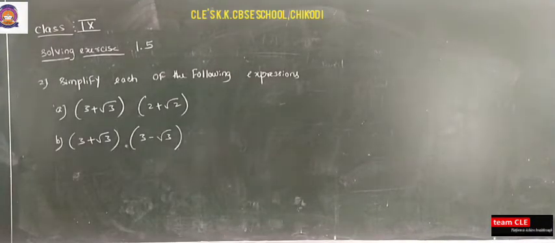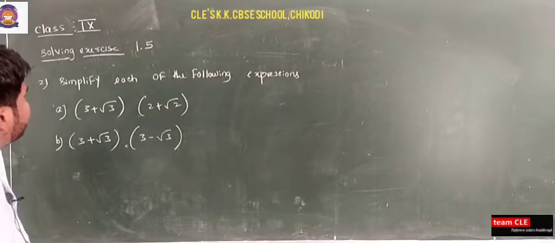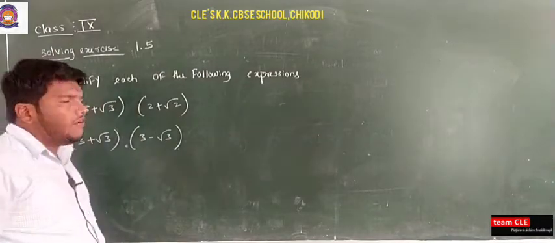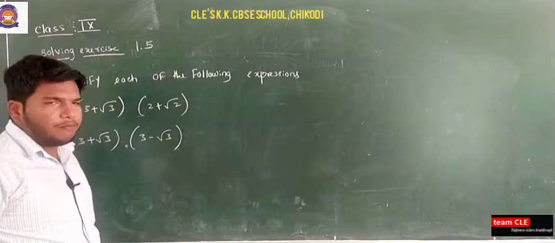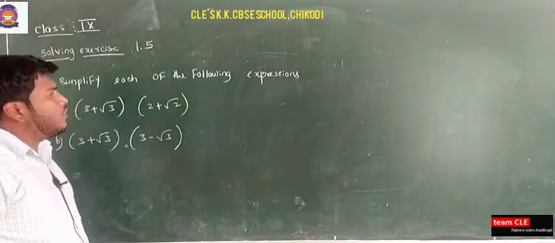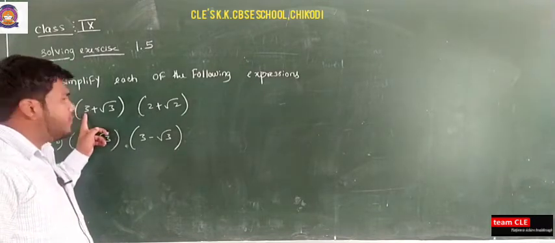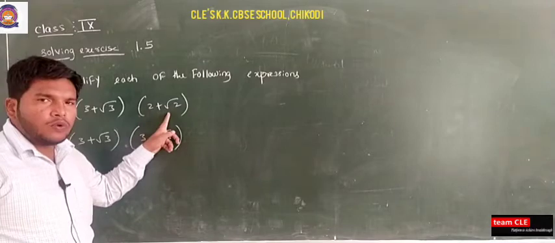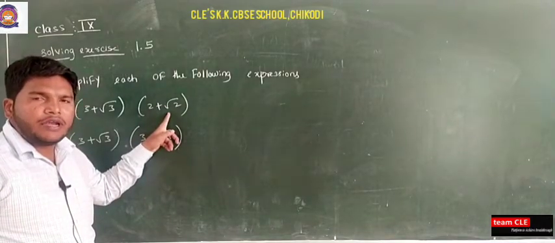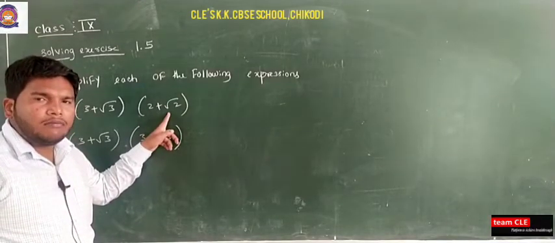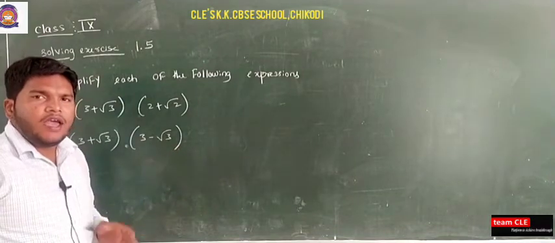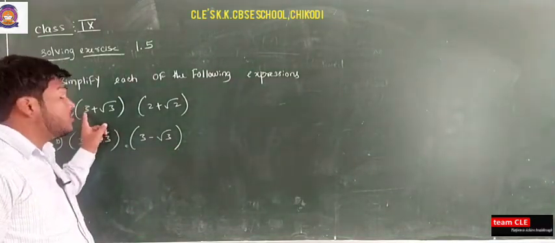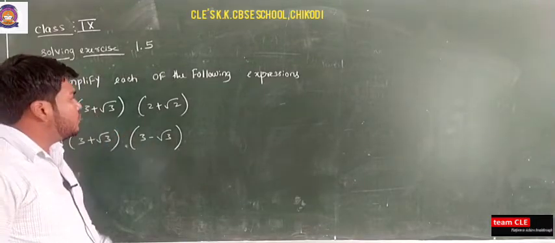So dear students, now I am going to solve exercise number 1.5, the second concept: simplify each of the following expressions. In that, the first question is 3 plus root 3 into 2 plus root 2. We have studied already the operations on real numbers and some of the identities.